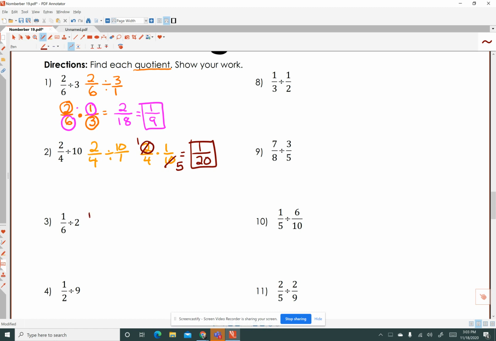So here, let's rewrite this. It's 1/6 divided by 2 over 1. We will keep the first fraction, change the division to multiplication, multiply by the reciprocal. There's no cross simplifying we can do. 1 times 1 is 1, and 6 times 2 is 12, and that is a final answer. So far, so good. We'll have some more challenging ones.